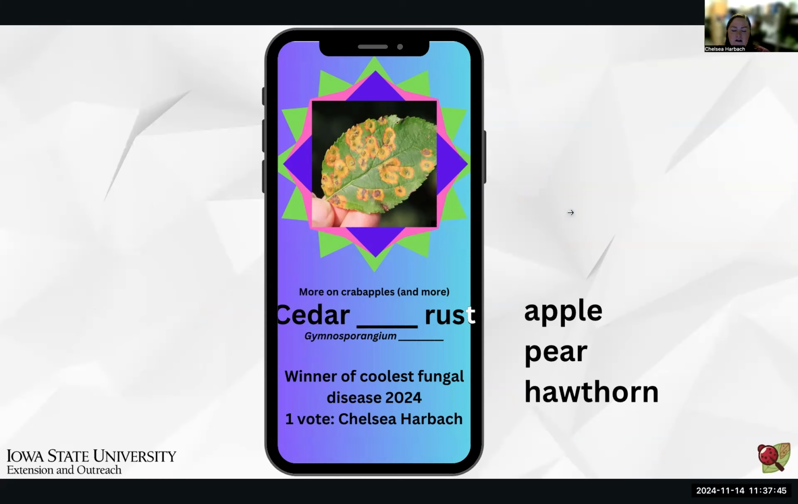There are a bunch of species of Gymnosporangium that cause rust. There's one that causes rust on apple. There's actually a couple different ones that cause rust on apple, pear, and hawthorn. A little bit more about these on the next slide.